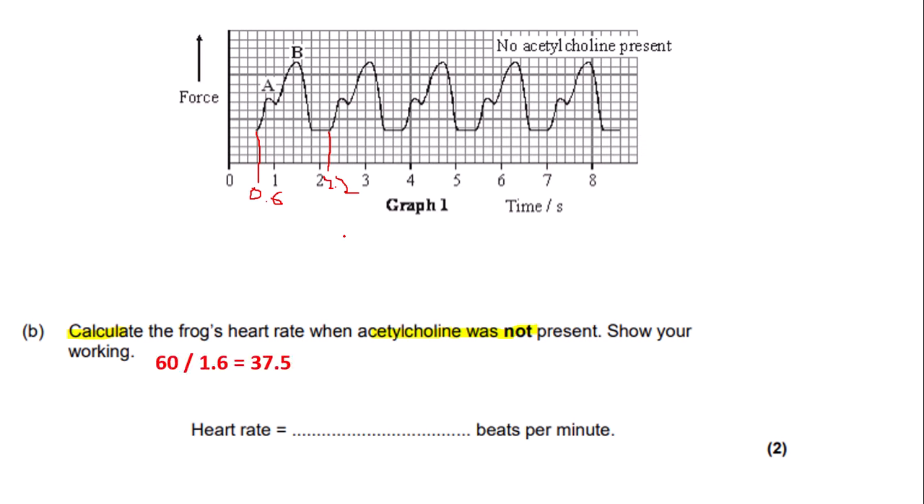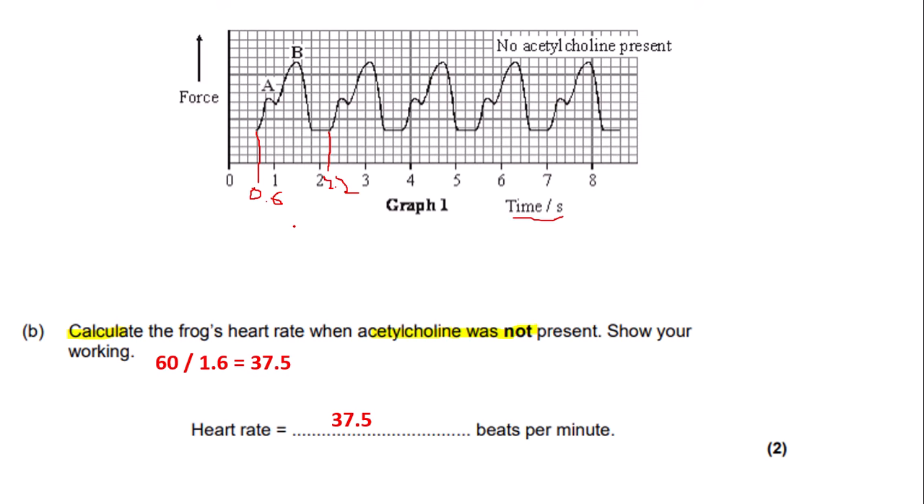The next thing that we need to do is divide 60 by 1.6. This is because the units in the answer are in beats per minute, and there are 60 seconds in 1 minute. So we need to write that it is 60 seconds, as the time is measured in seconds on the x-axis. So 60 divided by 1.6 is 37.5, rounded to 3 significant figures. So this is what our heart rate is. Our final answer is heart rate equals 37.5 beats per minute.